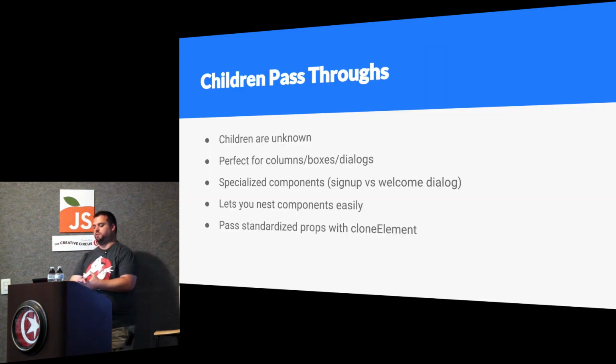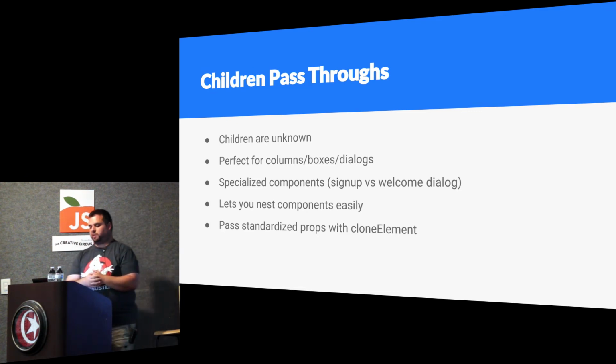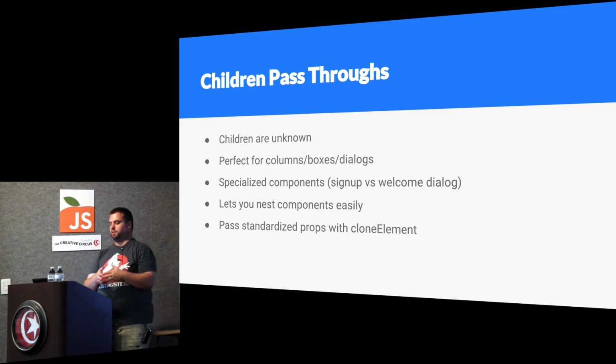All right, children pass-throughs. Use this when children are unknown. I've used these in the past with a modal or a dialog window. I don't necessarily know what's going to be there. I just know that I want to have that and then be able to pass things into it, which is why I say it's perfect for columns, dialog boxes, that kind of thing.